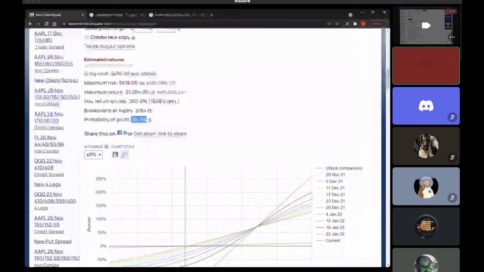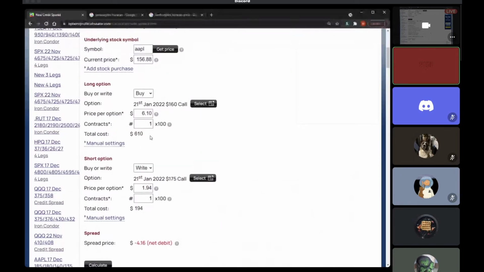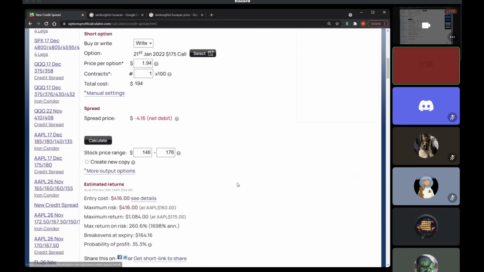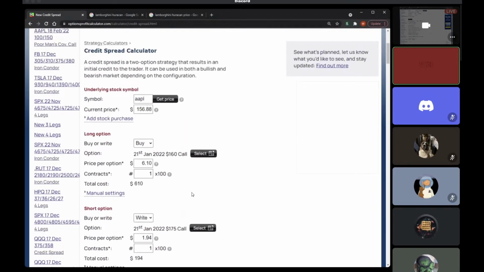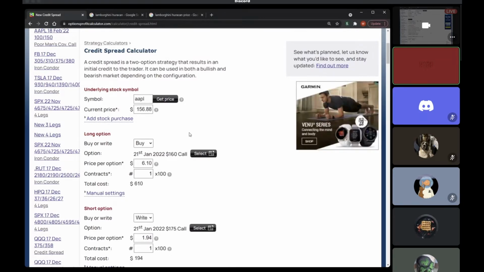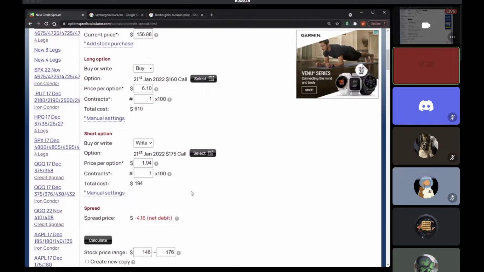I don't mind keeping this anywhere above 30. I could prefer more, but this is giving me an option. Now you say, okay, well, I'm risking 416, right? And Champ talked about this earlier. Well, yes, technically you're risking that, but I can sell that and get out early and recoup the funds. Here's the great thing about this.